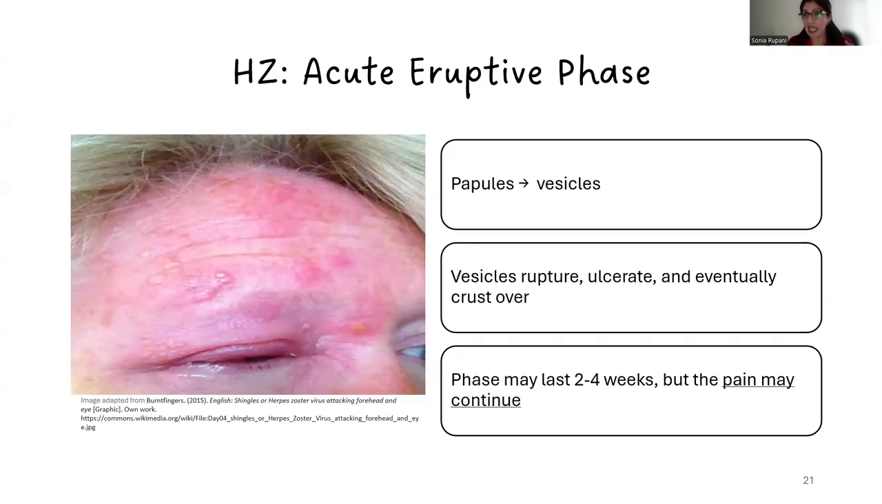This phase can last about 2 to 4 weeks. The rash may crust over and then clear, however, the pain persists. Okay, and we'll talk about pain. So in this patient, if you note, we could see all these lesions affecting the forehead. There are grouped vesicles here on their upper eyelid. There are vesicles here on the nose, and it looks like their V1 distribution has been affected. So it's the ophthalmic division involvement.